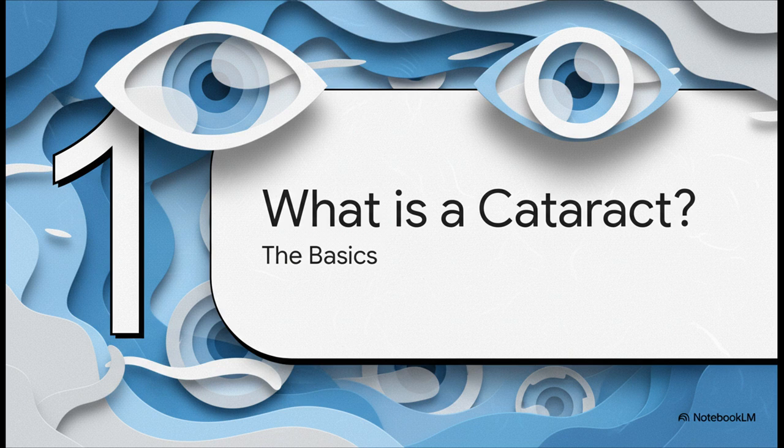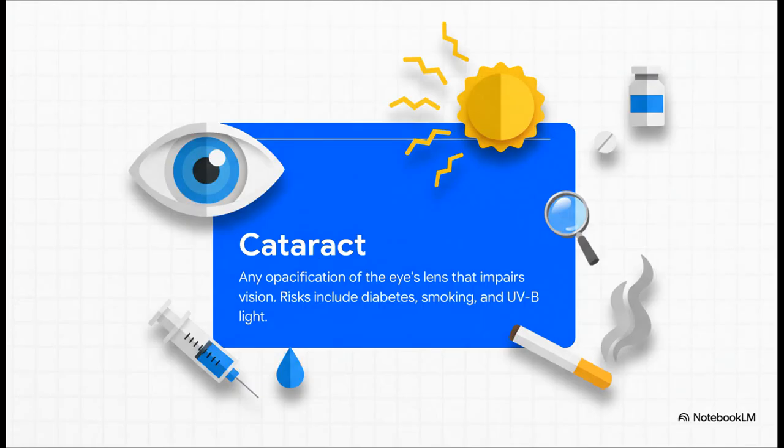To really get the treatment, we need to be crystal clear on what a cataract actually is and where it comes from. So a cataract is basically any clouding of that natural clear lens inside your eye. It blocks and scatters light, and that's what makes vision blurry.